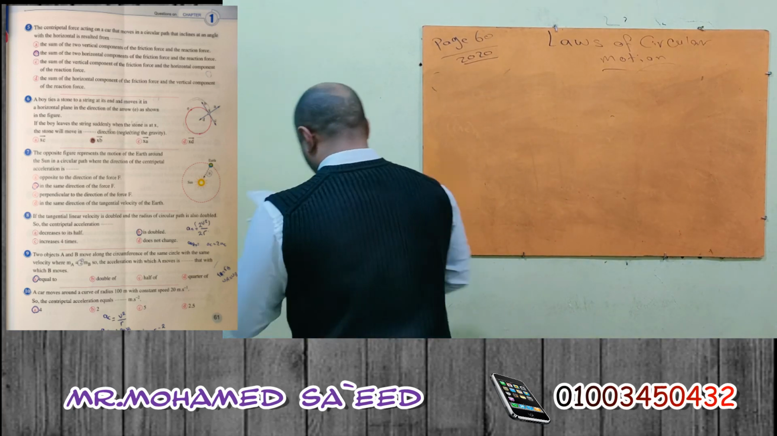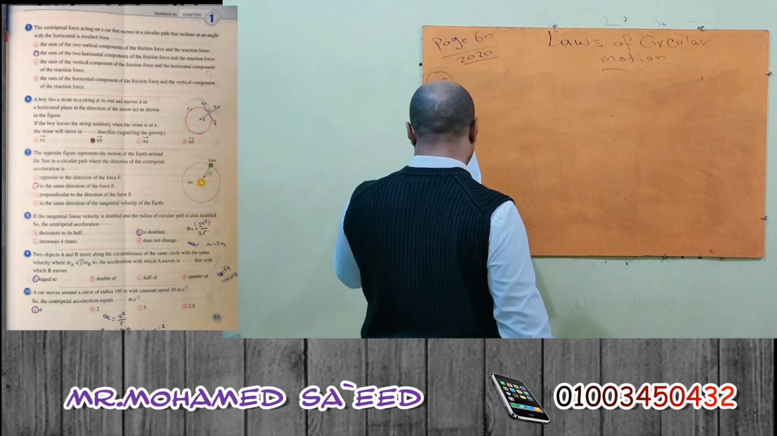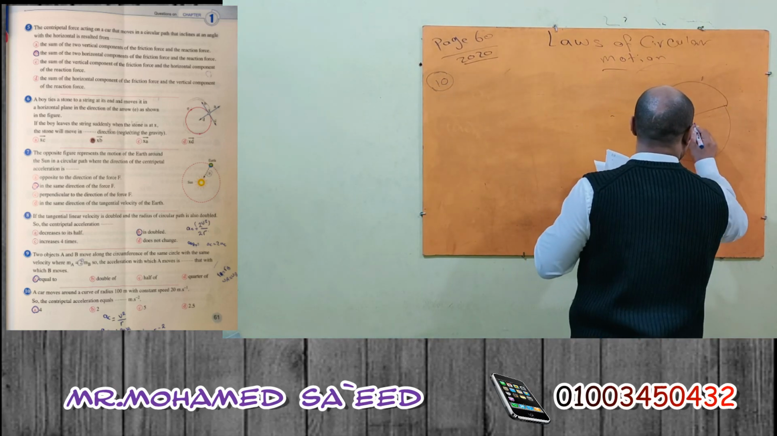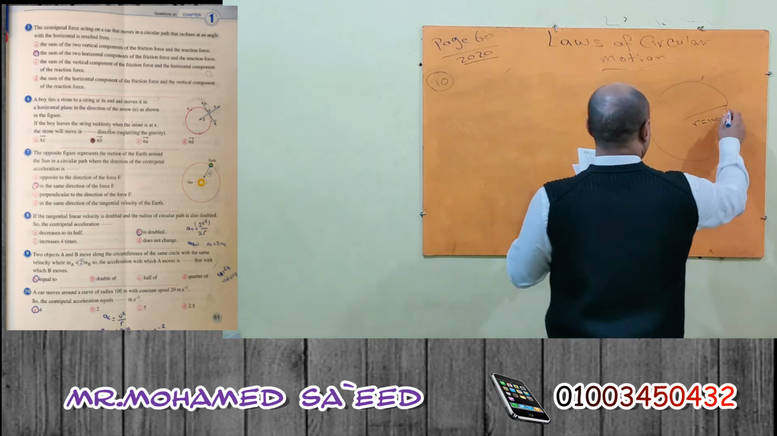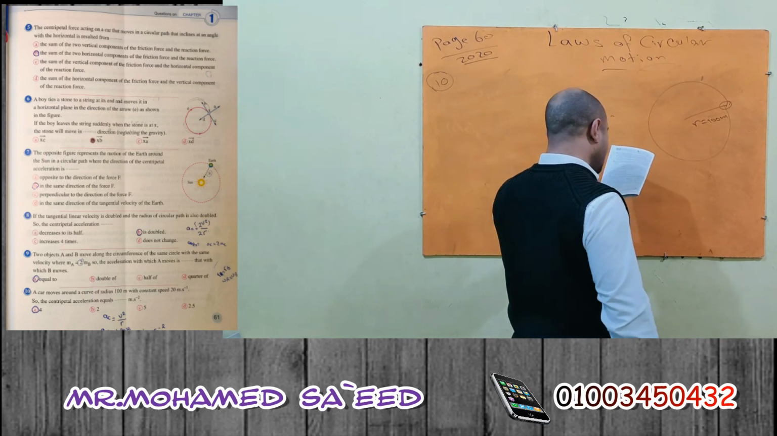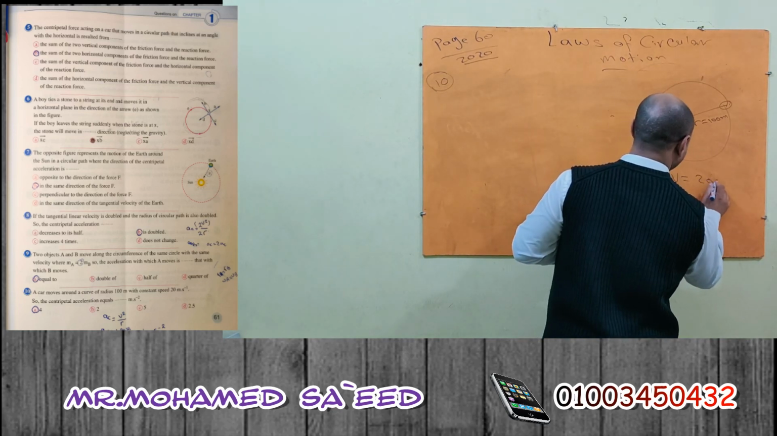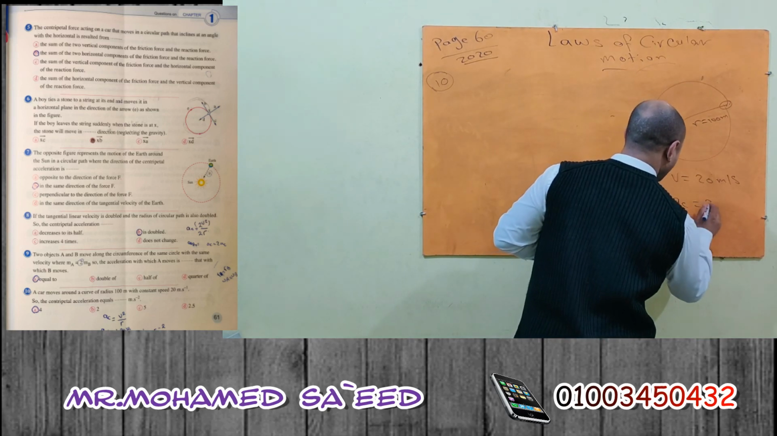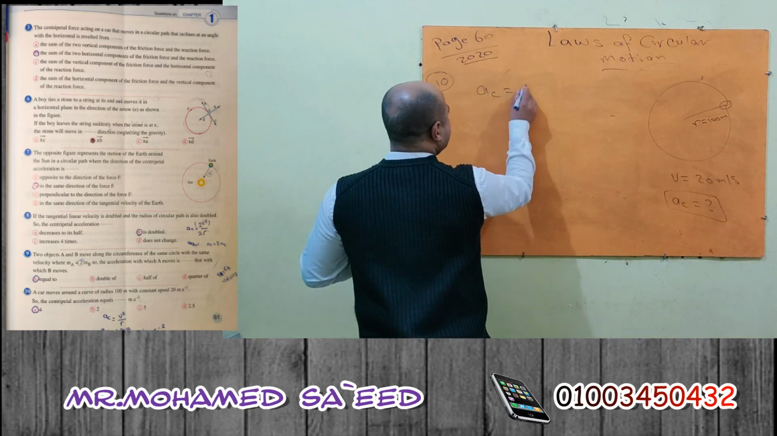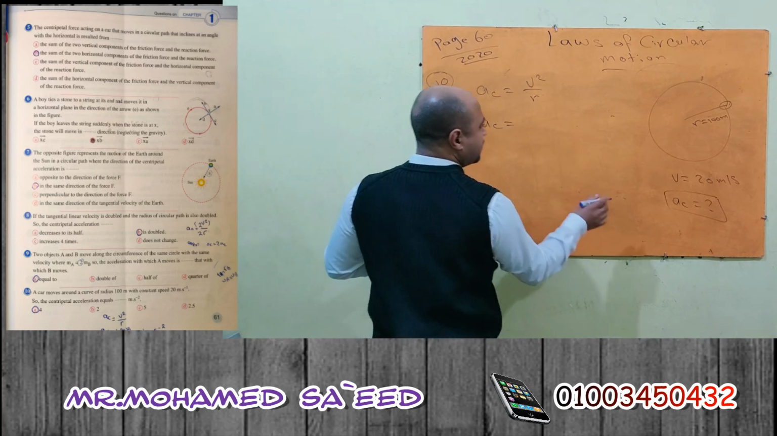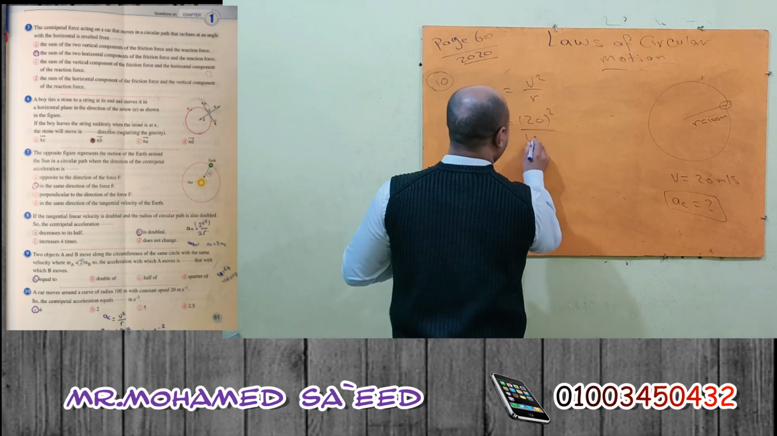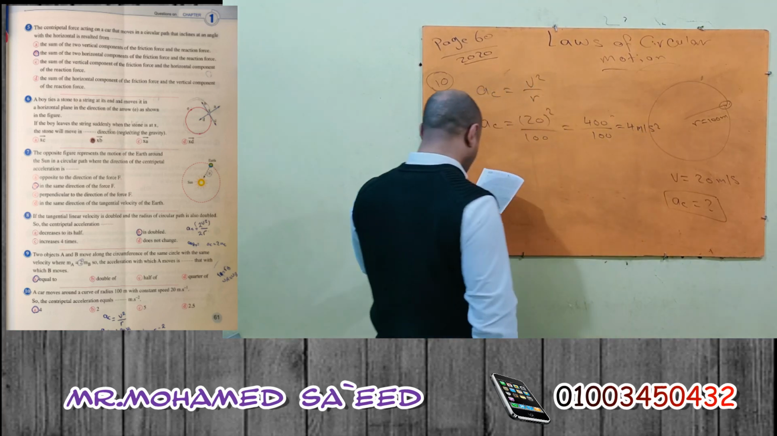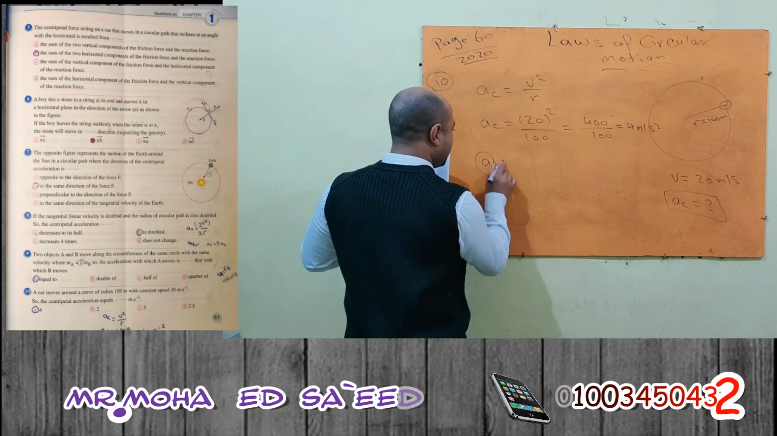Question number 10. A car moves around a curve of radius 100 meters, radius equals 100 meters, with constant speed 20 meters per second, V equals 20 meters per second. So the centripetal acceleration AC equals what? AC equals V square over R. So AC equals 20 square over 100. 20 square equals 400, over 100. So the true answer is 4 meters per second square. So the true answer is A, 4 meters per second square.